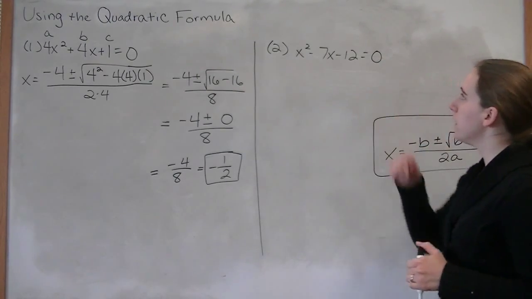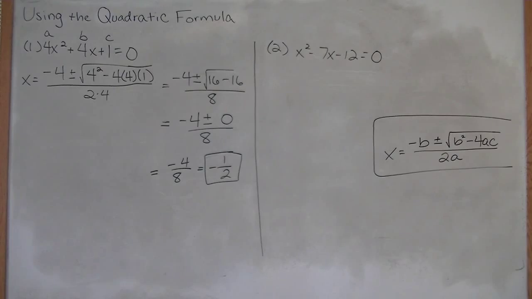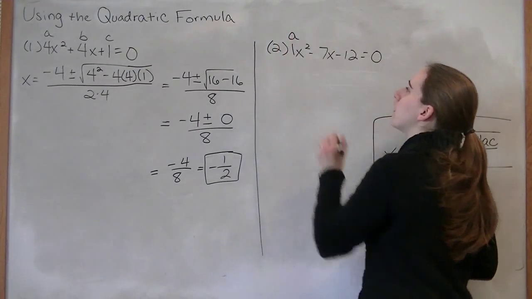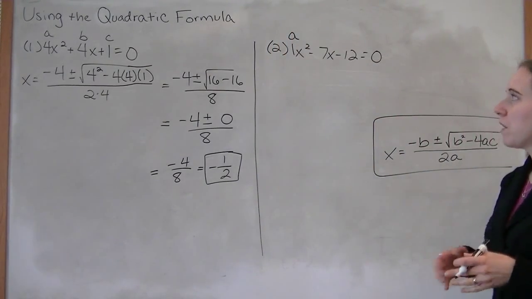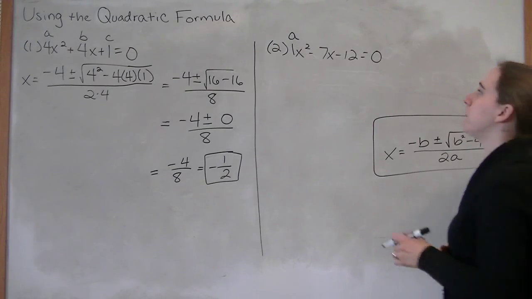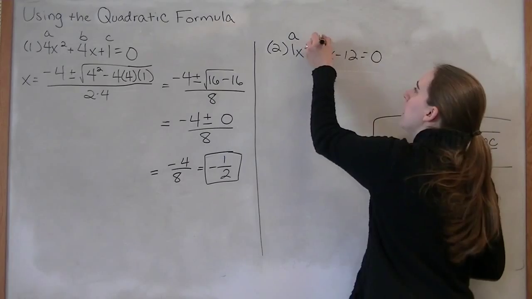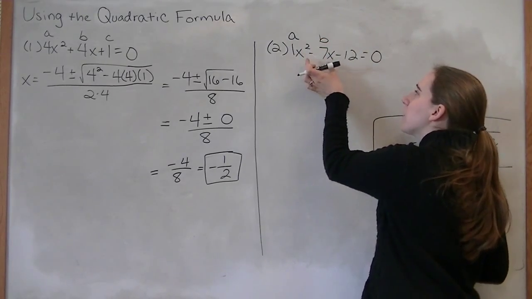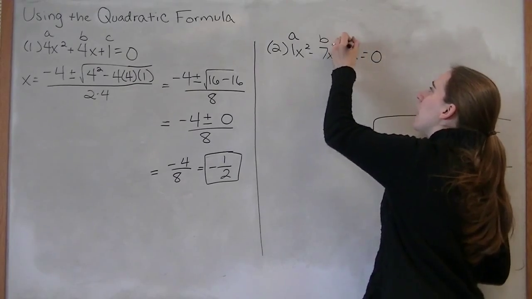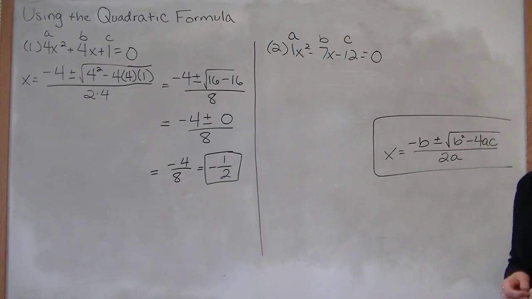Okay, let's look at this second example now. So notice there's no coefficient out in front of my x squared term. I can always put a 1 in there to be my a. Anytime I don't have an explicit coefficient given, it just means there's a 1. Then notice that b is not just 7, but it's actually minus 7 or negative 7. And my c is going to be negative 12. So those negative signs are going to come along with b and c.